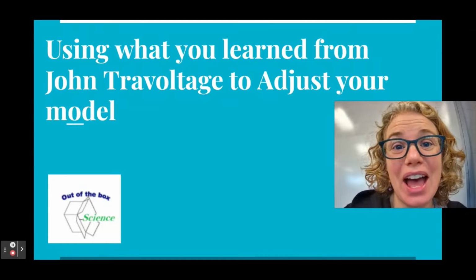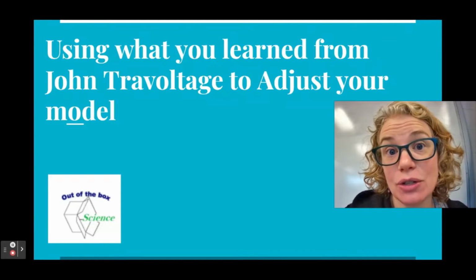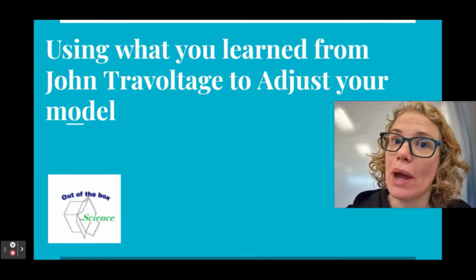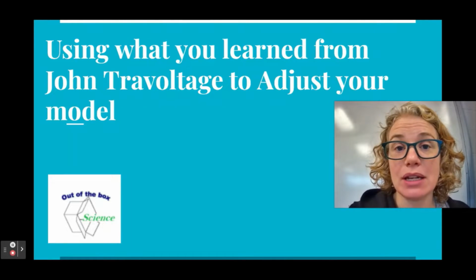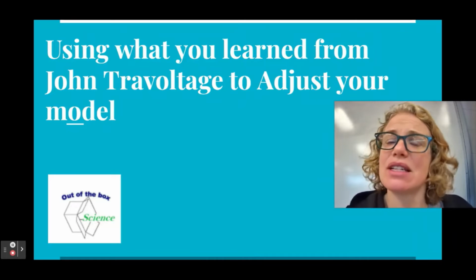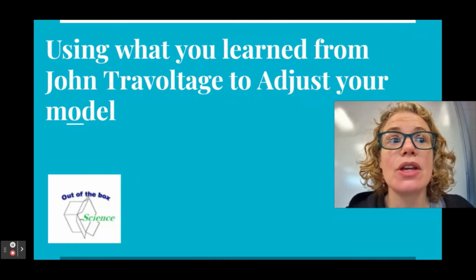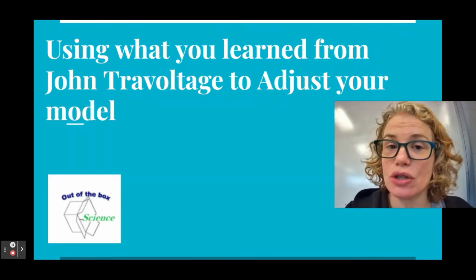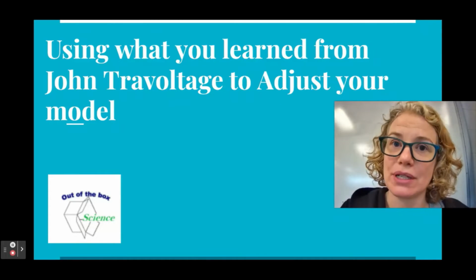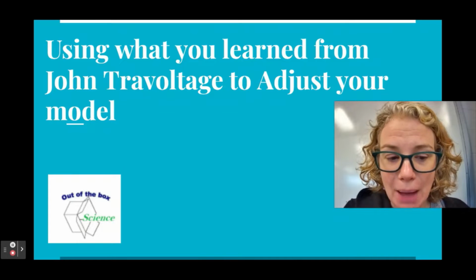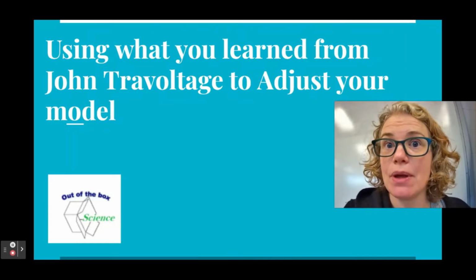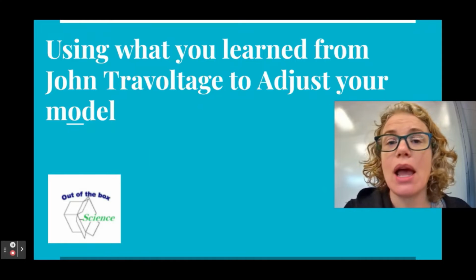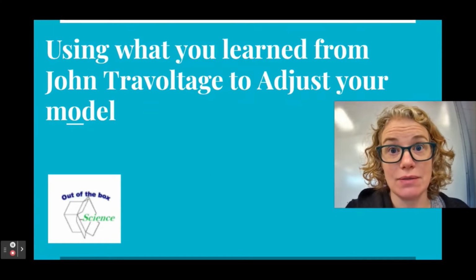Now that you have analyzed the John Travoltage model and you have found both advantages of the way they represented what was happening with static electricity and some things they didn't do so well on, you're going to go back and evaluate and adjust your own model, your own representation of what was happening with the tape when it was pulled off the table and why sometimes it repelled and in some situations it attracted.